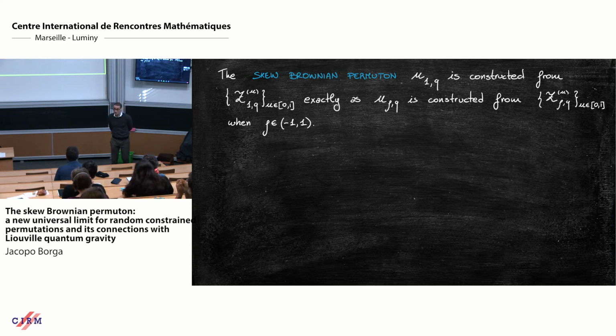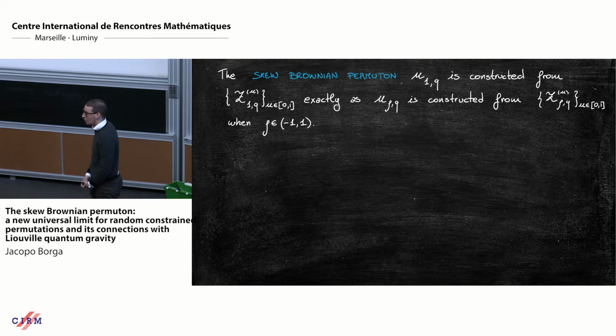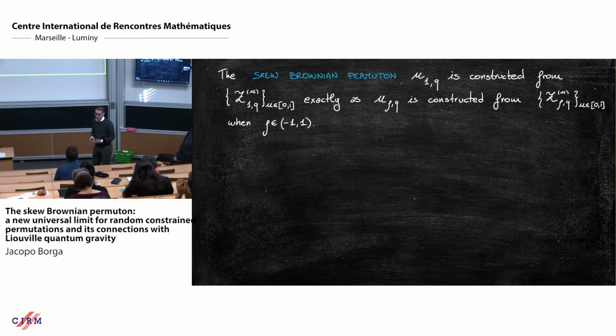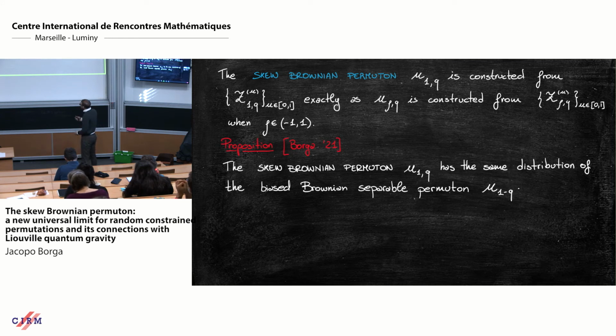You do not have existence and uniqueness of the stochastic SDE that you are considering, but you can remember that in the case rho equal to 1, I'm just having one excursion. And again, you can show that if you decorate this excursion with some plus and minuses, IID, in the local minima, you can recover existence and uniqueness of the solution. So you have to do this little trick, but after this little trick, you do exactly the same. And what I also show is that this construction gives you back exactly the biased Brownian separable permuton.